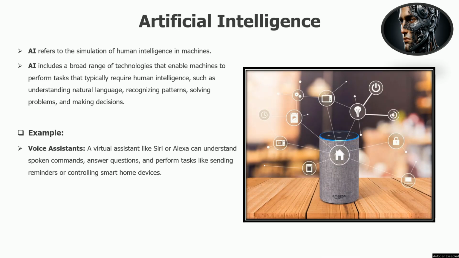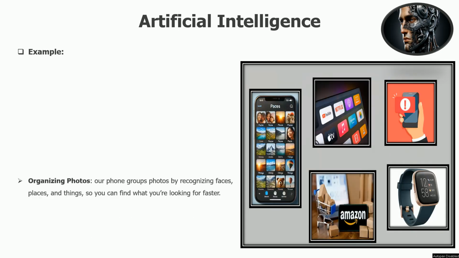Voice assistant. A virtual assistant like Siri or Alexa can understand spoken commands, answer questions, and perform tasks like sending reminders or controlling smart home devices. I believe every one of us has Alexa at home. Alexa understands our commands. We ask it to play a song and it responds accordingly. We can ask, what is the time now? So Alexa is responding to your queries. At the back end, who is performing all those things? That is AI. Let's have a few more examples.